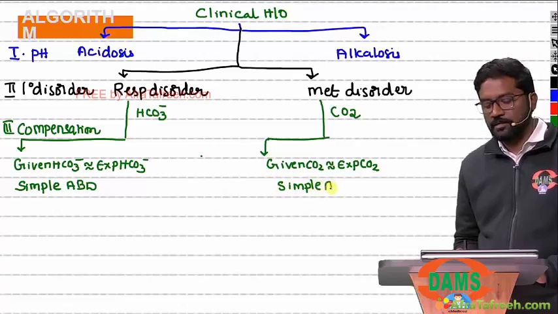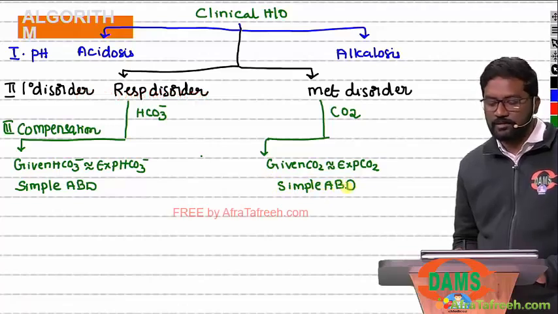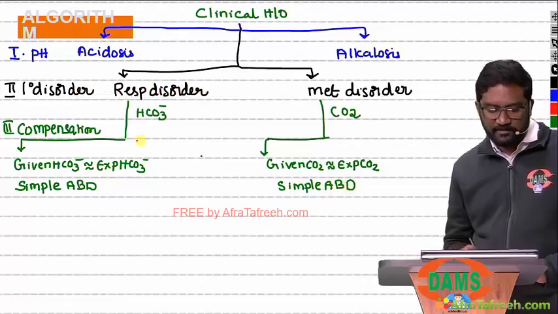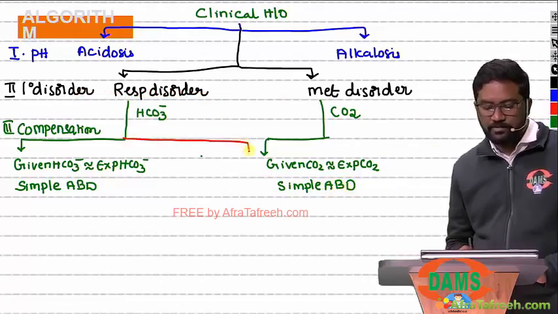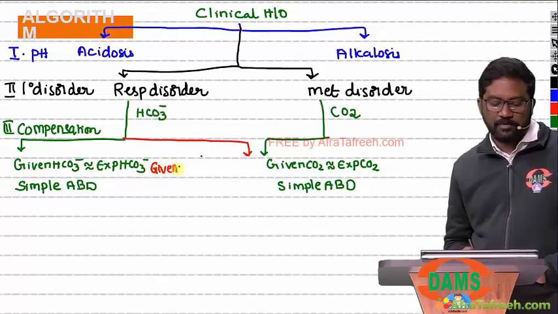But uncommonly, in a few situations, you can get a relationship like this. Given bicarbonate not correlating with expected bicarbonate.